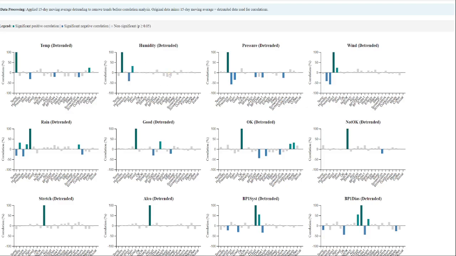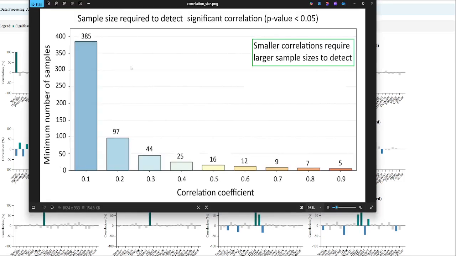Let me touch on this briefly and explain what non-significant correlation means, and where it comes from. Let's have a look at this plot.